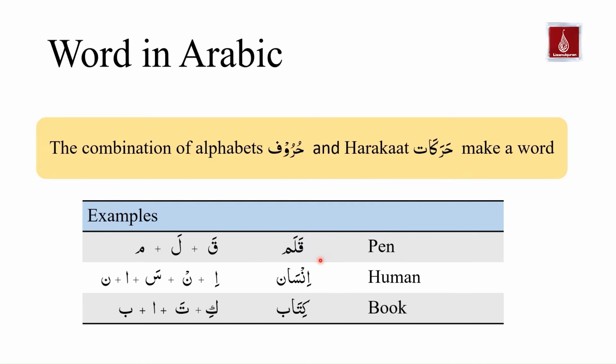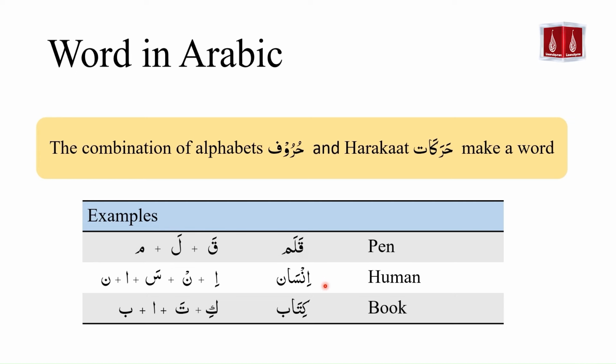The first example is that of the word qalam. Qalam means pen. Qalam is made out of a combination of huruf and harakat. The huruf in qalam are qaf, lam, mim. And the harakat are a zabar on qaf and a zabar on lam. The combination of these huruf and harakat will make the word qalam.